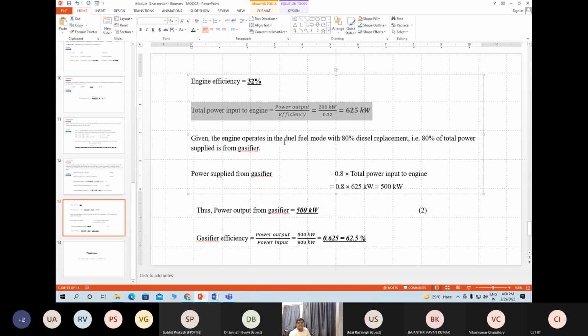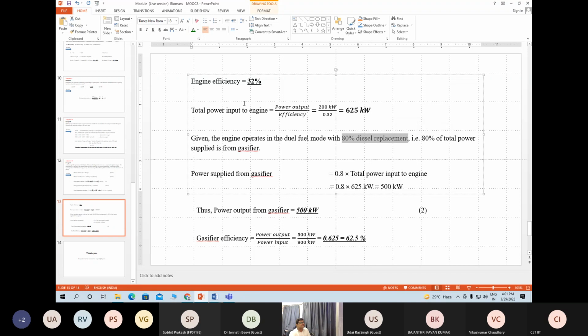Now we know that this system is operating in dual fuel mode. It is replacing 80% of the diesel. That means 80% of this total power is coming from where? The gasifier. The gas produced from the gasifier is being used as a fuel to produce that amount of power.